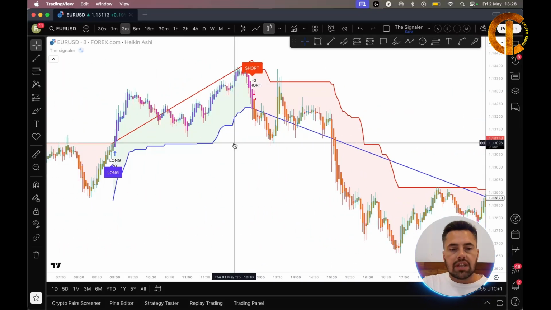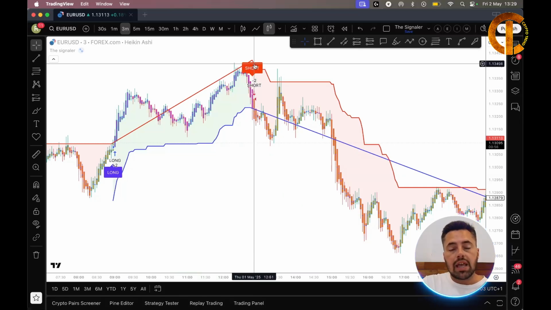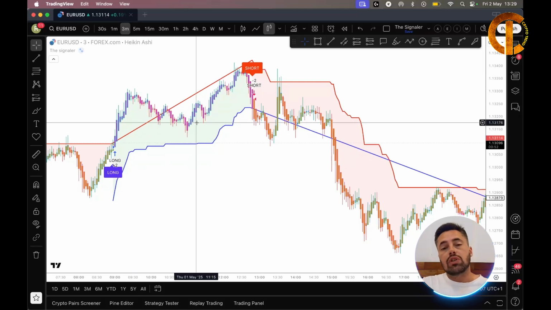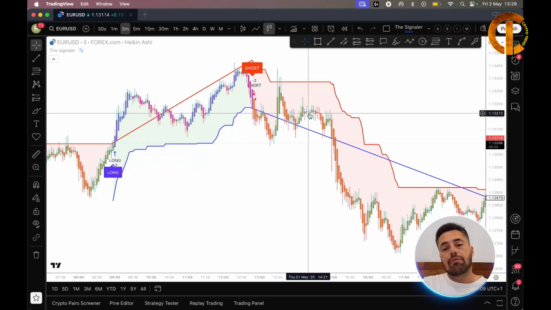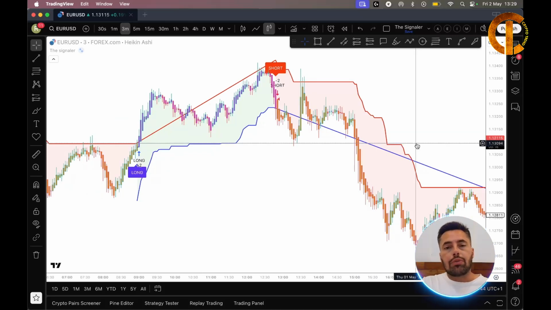EURUSD. To give you a brief summary of how this indicator works, you have a long signal here, which is where you will take your buy trades, and you have a short signal here where you will take your sell trades. The green background shows that you are in a bullish trend, and the red shows that you are in a bearish trend. Now we are on the 3-minute time frame.